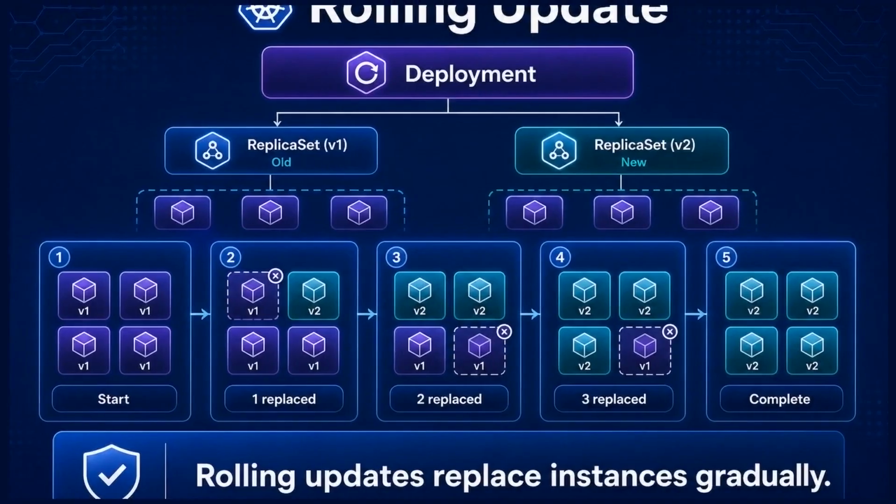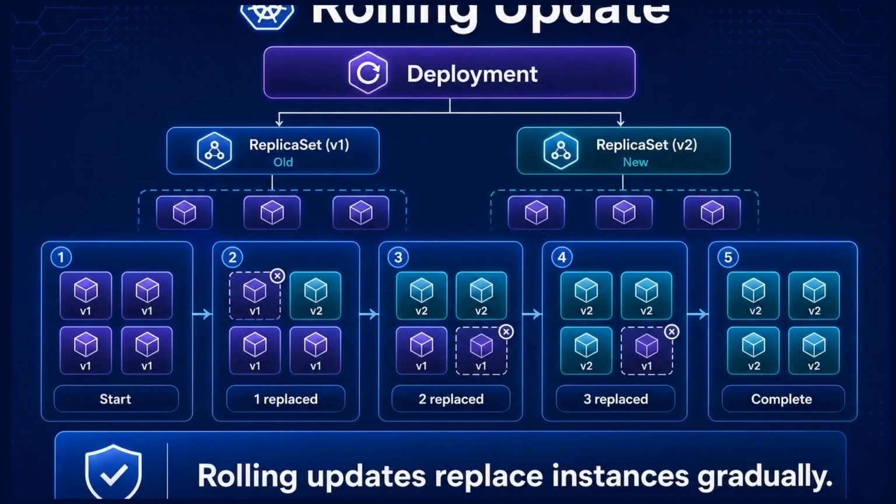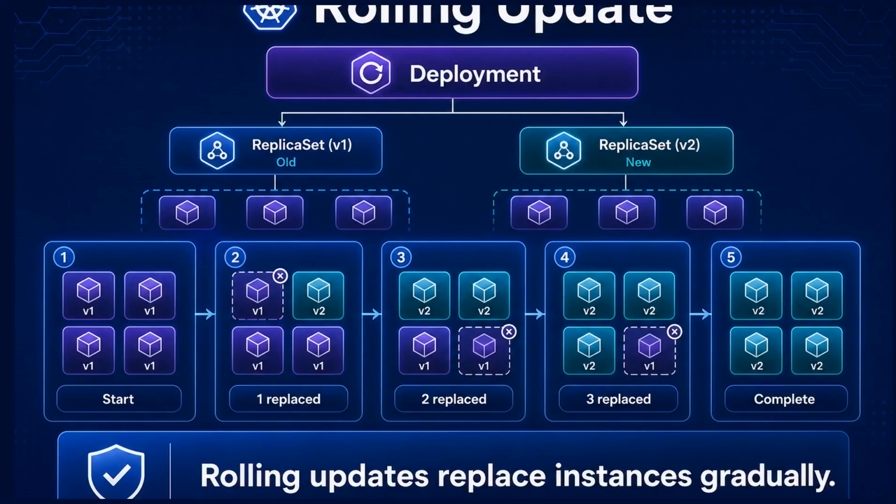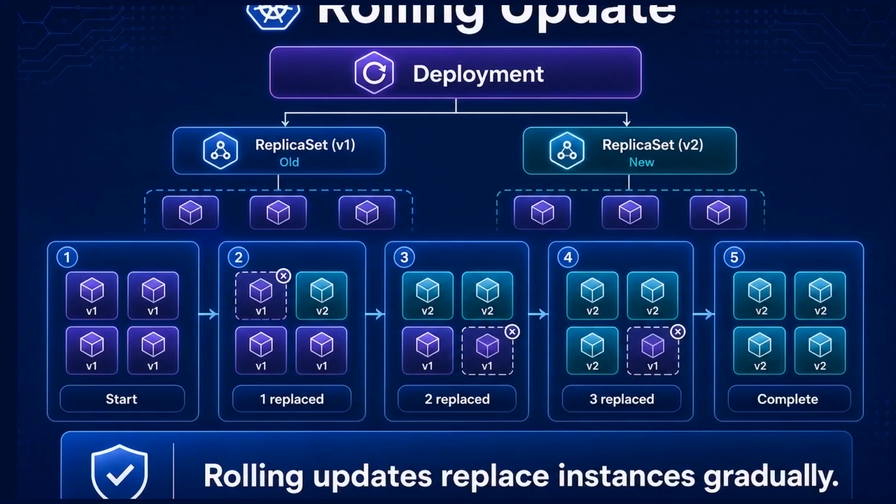Then why use a deployment on top of that? Because a deployment adds rollout logic. It can create a new replica set for a new version and gradually move traffic from old pods to new pods. That is a rolling update. A rolling update lets a team replace application instances step by step instead of stopping everything at once. That reduces downtime and makes release risk easier to manage.